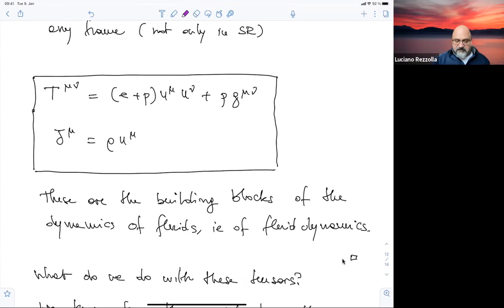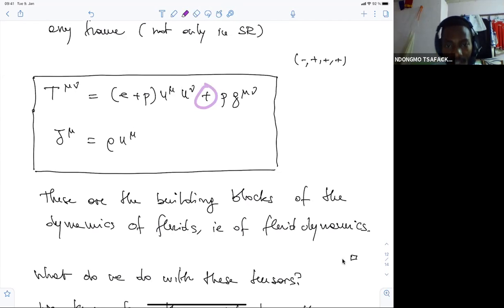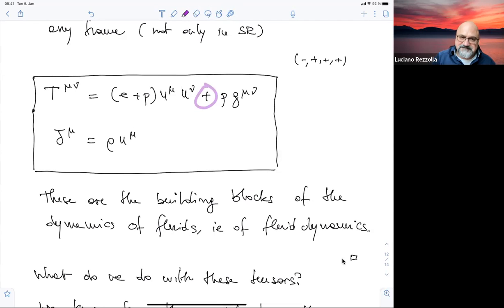Oh, I see. So I'm using a signature which is minus plus plus plus. And I don't know what signature was used in that other paper. It is possible that they use a different signature, which might lead to a different sign here. Yes, that's true, because when I see the metric of the Schwarzschild black hole, it is plus, minus, minus, minus. Yeah. Okay.